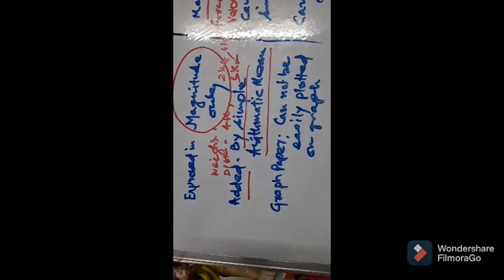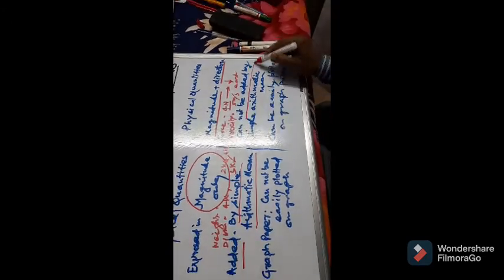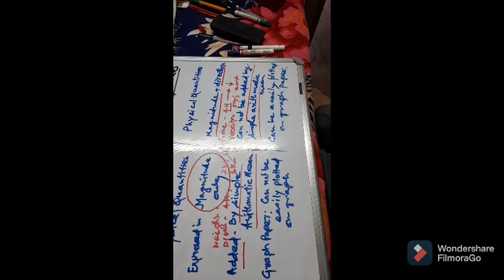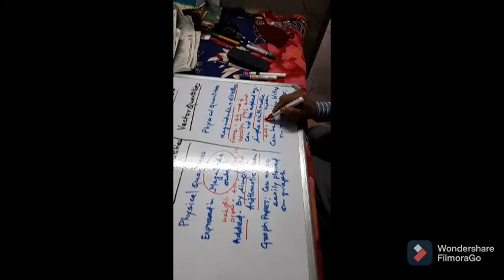Next, the difference in their addition. In addition of scalar quantities, you can add in a simple arithmetic manner. Simply you add the numbers and write the unit. But vector quantities cannot be added simply by arithmetic. You will have to take care of directions also, and you cannot add like 4 plus 2 is equal to 6 simply. It is not the proper way to add vector quantities. You will be wrong here.